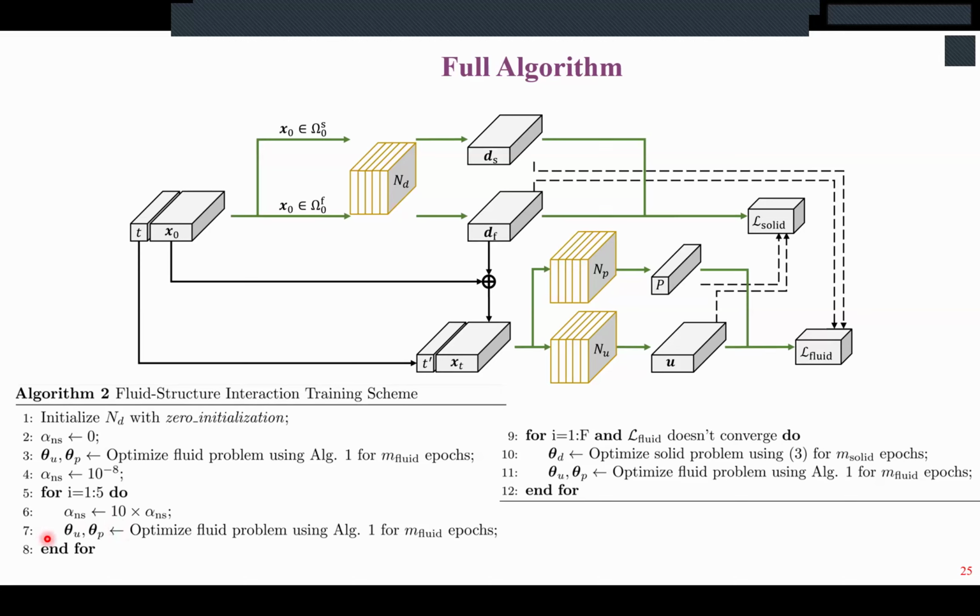And after these 8 steps, ideally we could solve the Navier-Stokes equations over static domains because there's no displacement. The next thing is we bring the displacement into consideration. That means we will alternate between the solid problem and the fluid problem. So we just train the 2 sets of networks alternately.